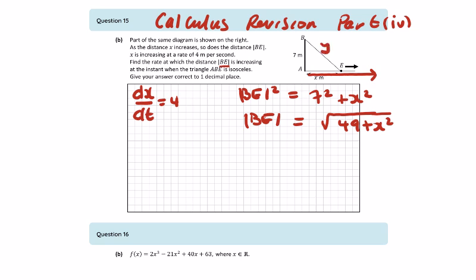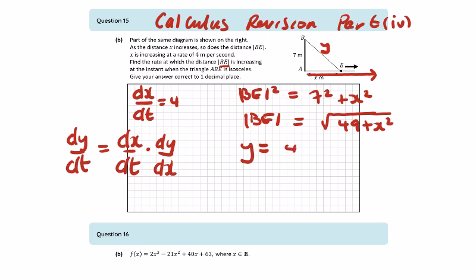Okay, let's call BE y. So we're looking for the rate at which this increases. We're looking for dy/dt. We already have dx/dt given, so we'd have to multiply that by dy/dx to get dy on top, and get rid of the x. So we have y, BE, in terms of x. y is equal to 49 plus x squared, to the power of a half. So this is how we're going to get dy/dx.